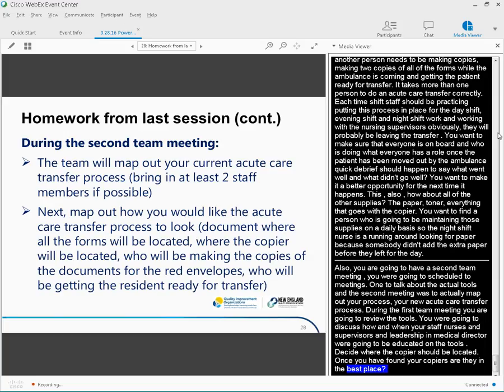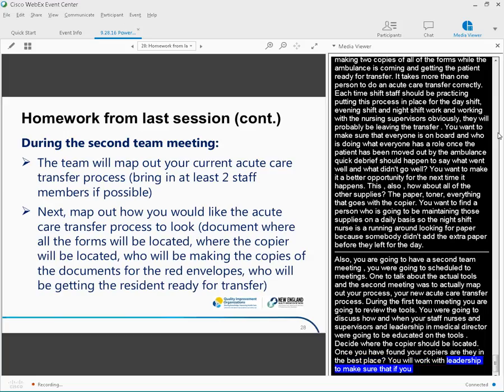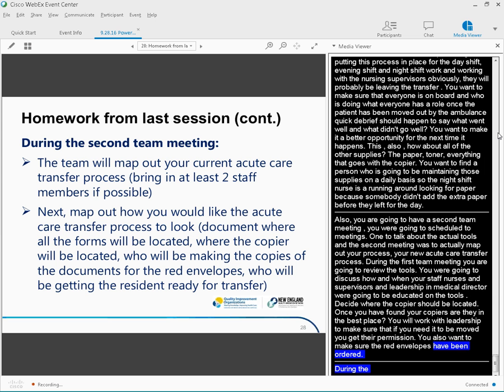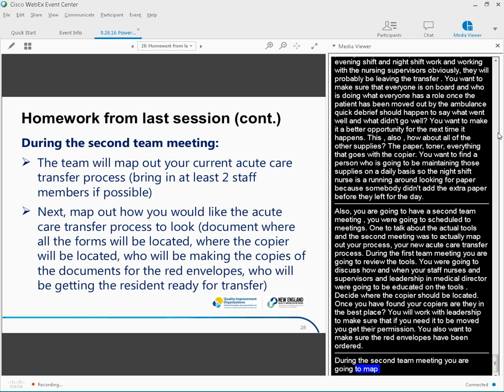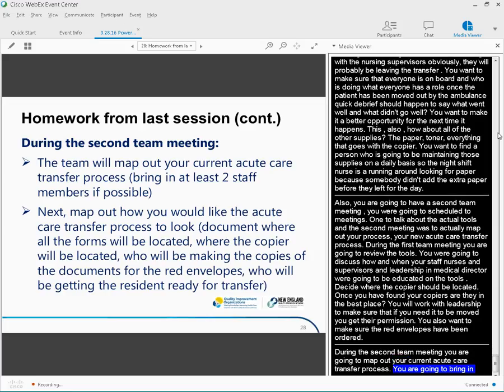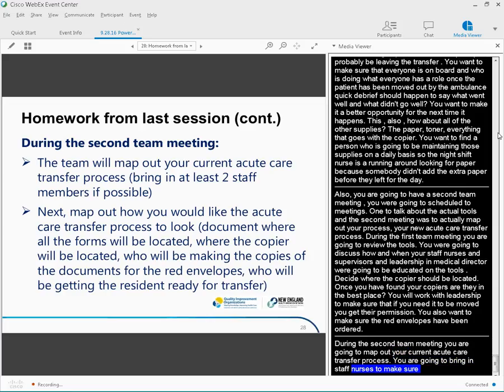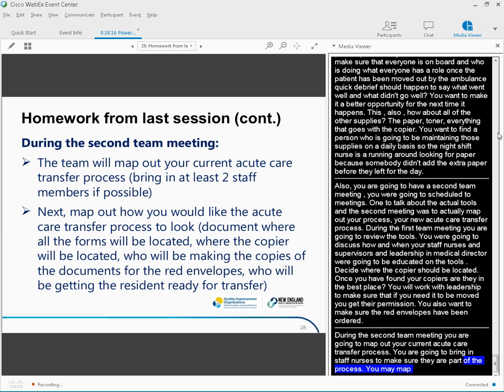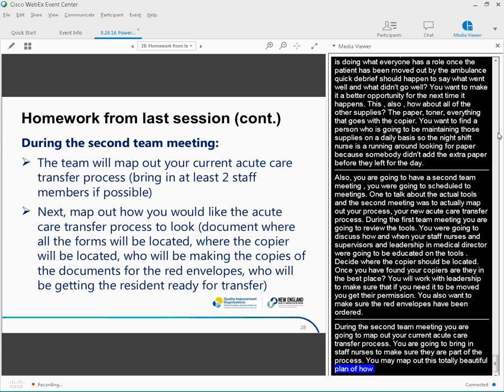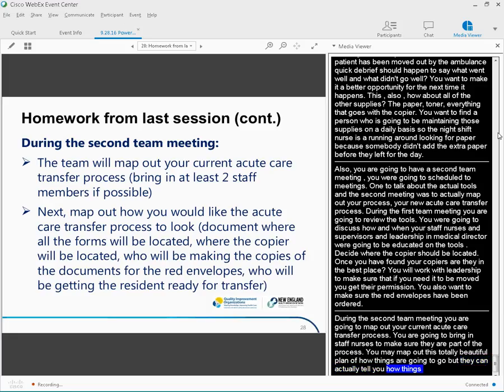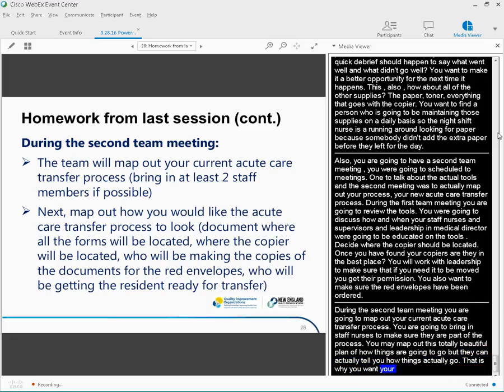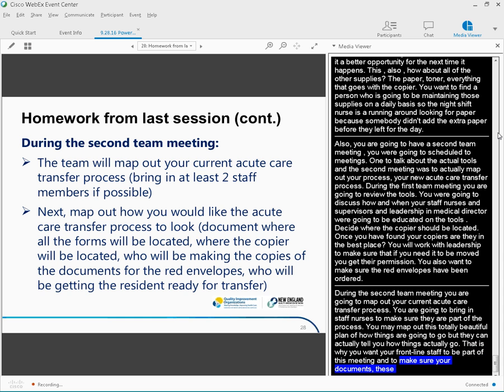During that second team meeting, as I just mentioned, you're going to map out your current acute care transfer process. And you're going to bring in staff nurses to make sure that they're part of the process, because you may map out this totally beautiful plan of how things are going to go, but they can actually tell you how things really go. So that's why you want your frontline staff to be part of this meeting, and to make sure that your documents, these new tools, are in places that are easily accessible and easy to copy.